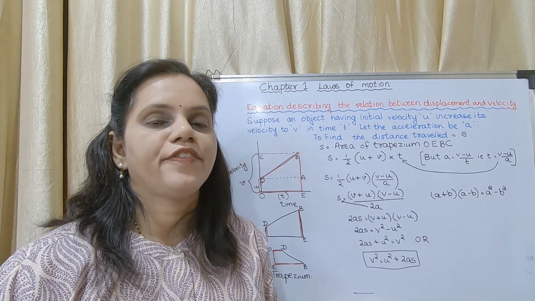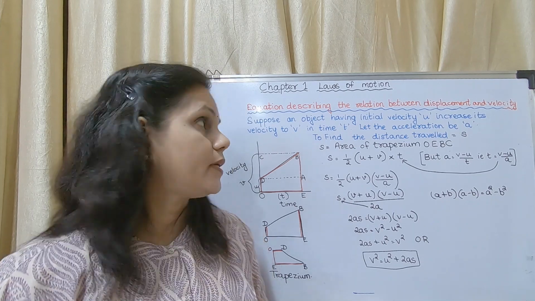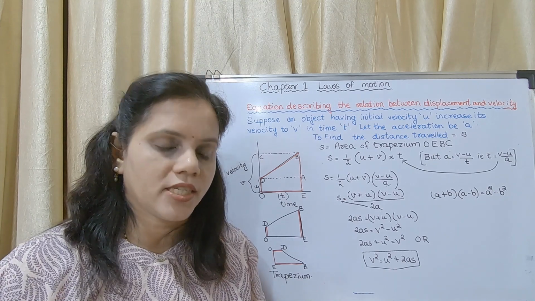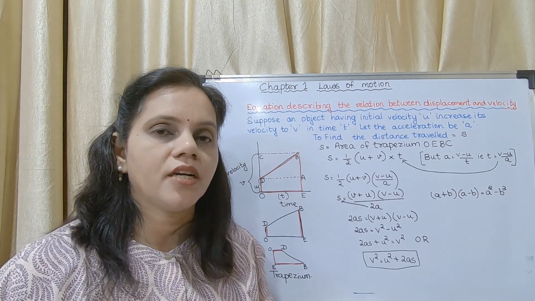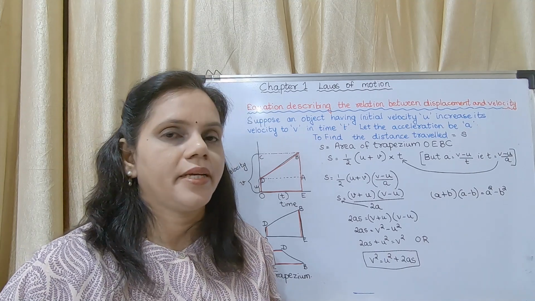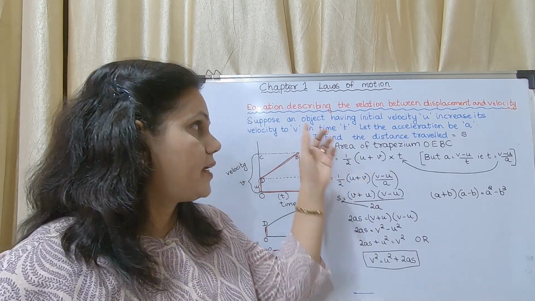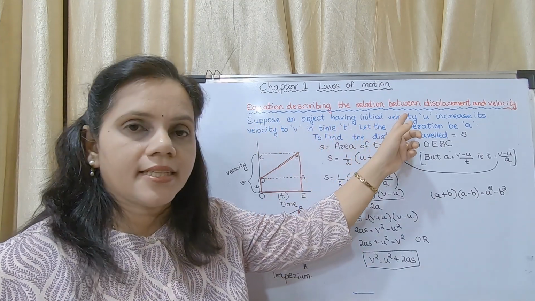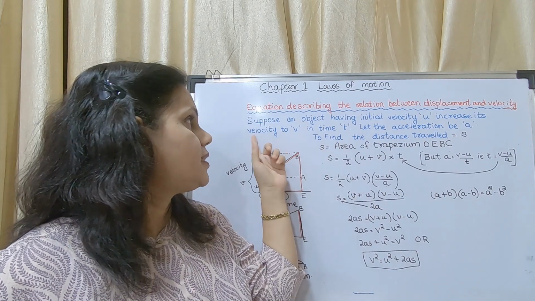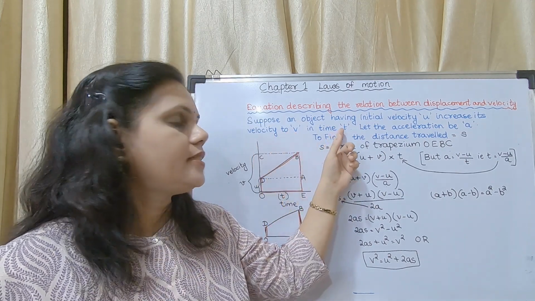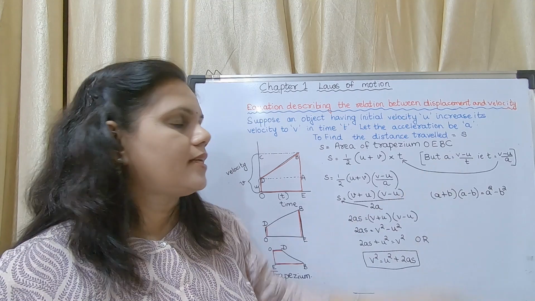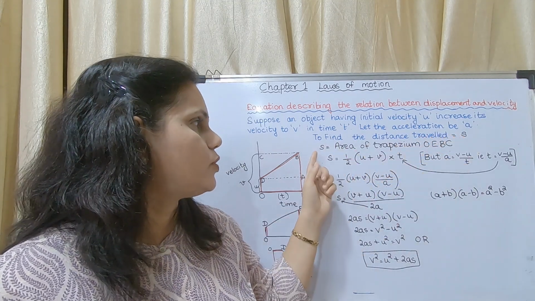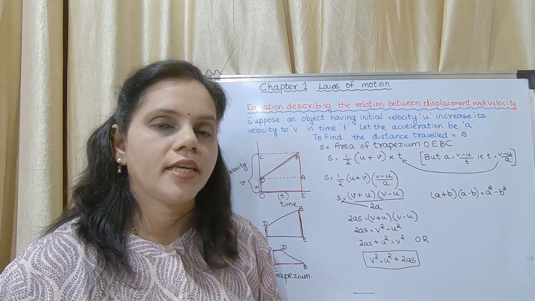So I repeat, if you are having the question, derive an equation describing the relation between displacement and velocity, those who are finding it difficult with what has been written in the textbook, they may write what I write on the board. You may write this sentence itself. Suppose an object having initial velocity u increases its velocity to v in time t. Let the acceleration be a. To find the distance travelled, s is equal to area of trapezium OEBC.